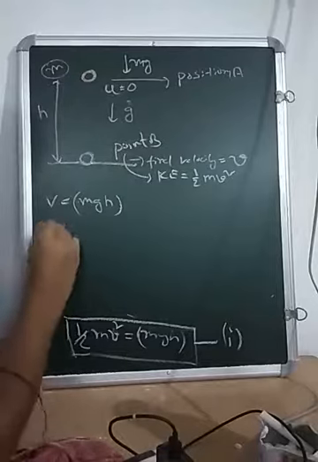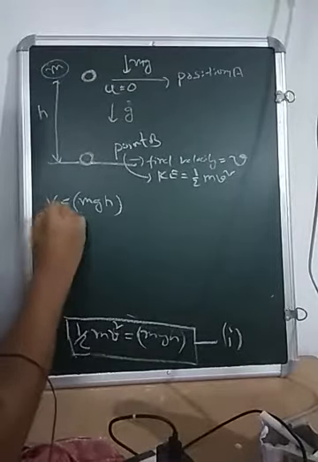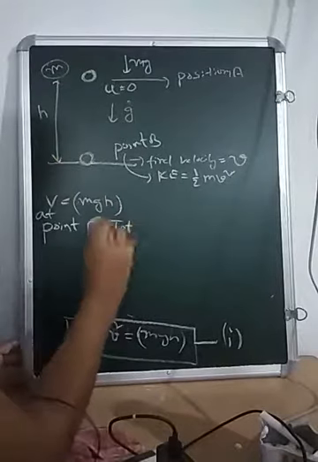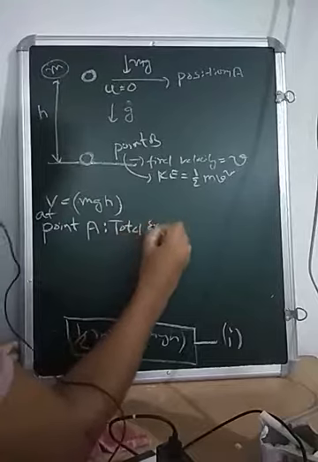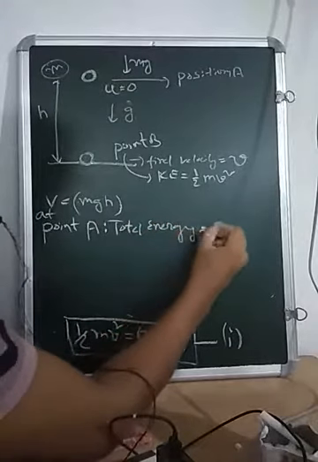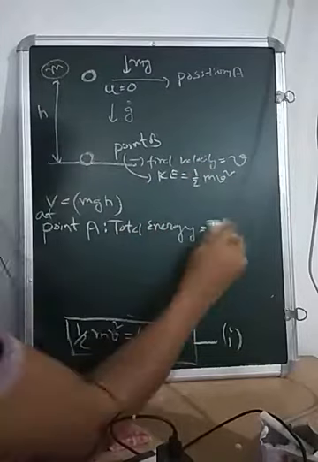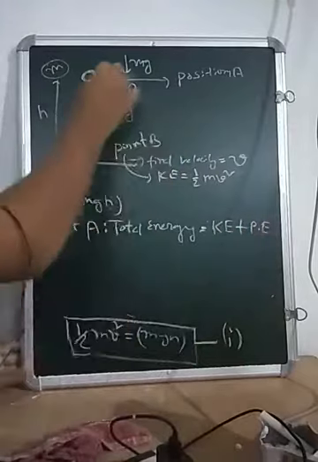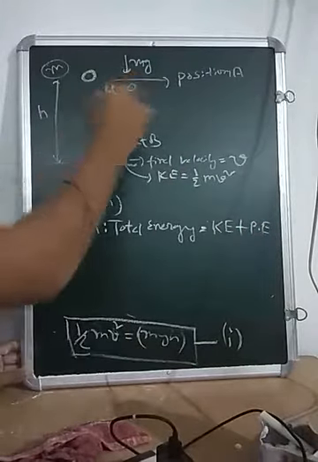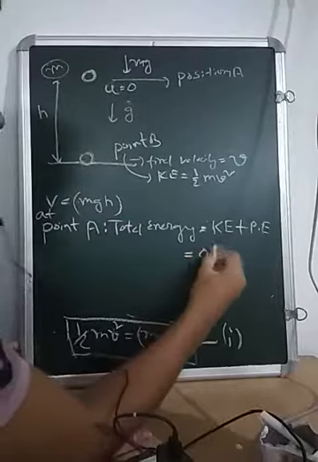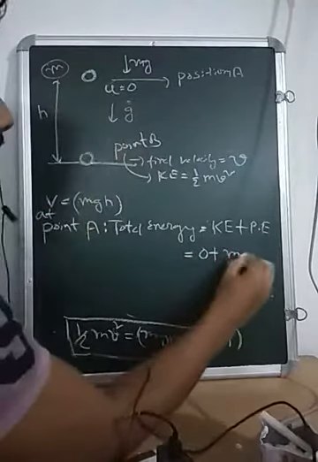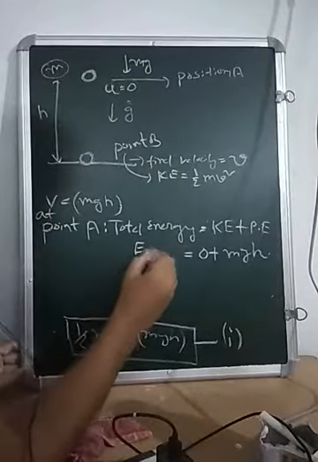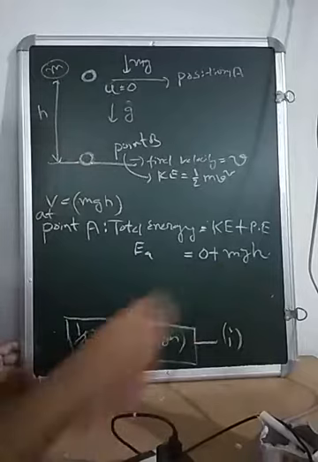Now at point A, what is the total energy? Total mechanical energy is the sum of kinetic energy plus potential energy. At point A, what is the kinetic energy? Velocity is 0, so kinetic energy will be 0. And what is the potential energy? m g h. So total energy at point A is m g h.